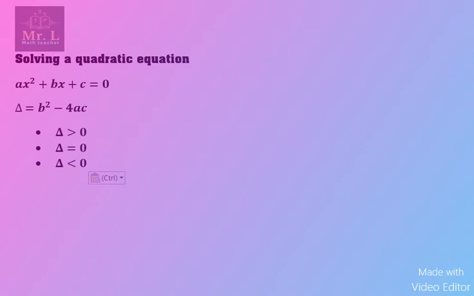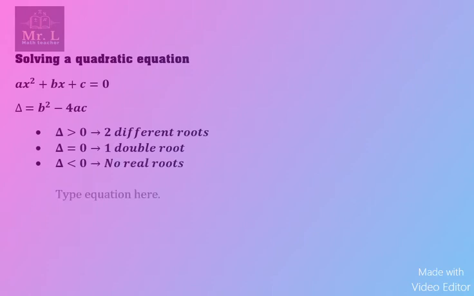If delta is positive, this means that we have two different or distinct roots. While if delta equals 0, then we have one double root. And finally, if delta is less than 0, then we have no real roots. Now I'm going to start with the first case, in which delta is bigger than 0.